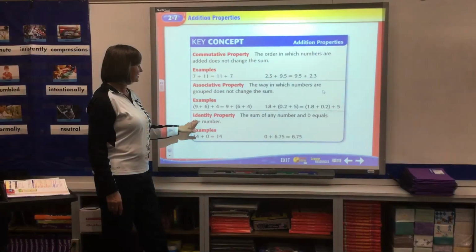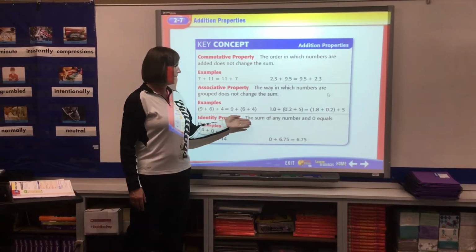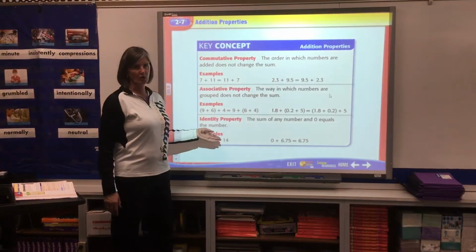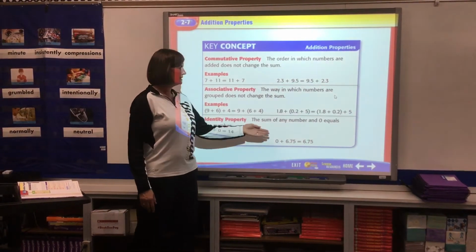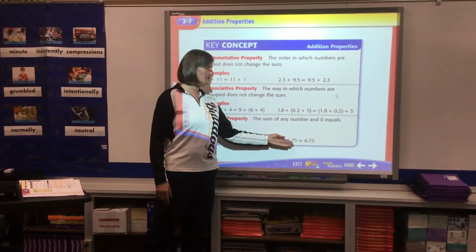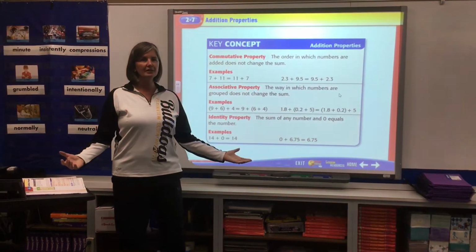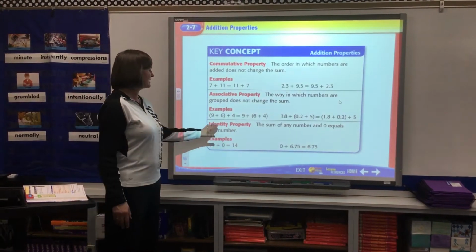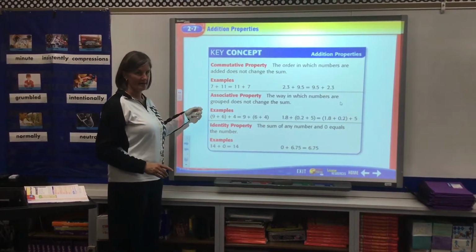And lastly, let's talk about the identity property. All right, the identity property says the sum of any number and 0 is going to equal that number. So 14 plus 0 is 14. In decimal form, 0 plus 6.75 equals 6.75. A million plus 0 equals a million. All right, and that is the identity property. The sum of any number and 0 equals that number.